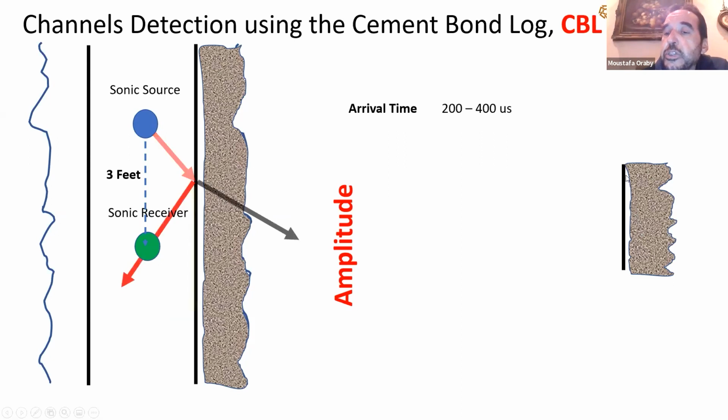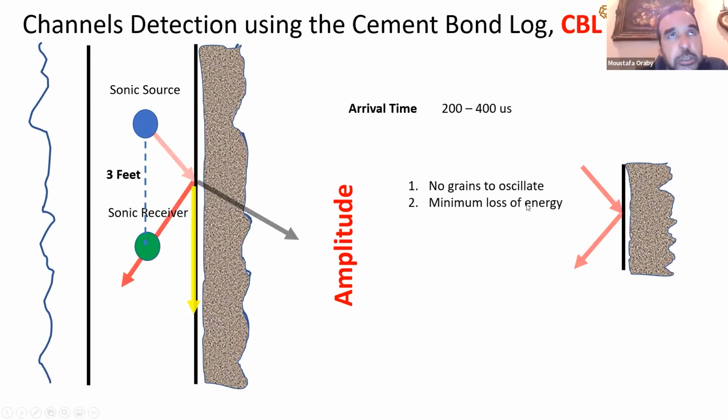So when we see there is no cement in here, the energy of the reflected wave will be very close to the energy of the source itself. The energy loss will be very, very small. So if the reflected energy that comes at a time from 200 to 400 is very close to the energy that you send from your source, then that's an indication there is no bonding between the casing and the cement. That's bad news. So the expectation, if this is happening, is that there are no grains to oscillate, so there is no reason for the energy to get lost. Minimum loss of energy.